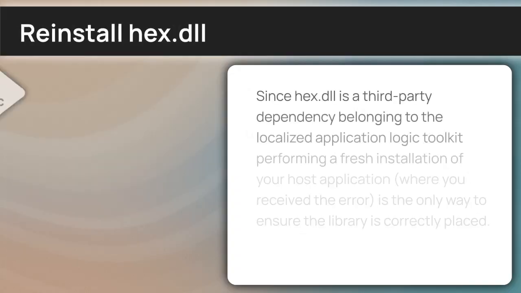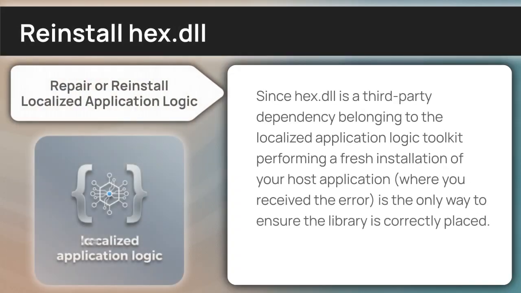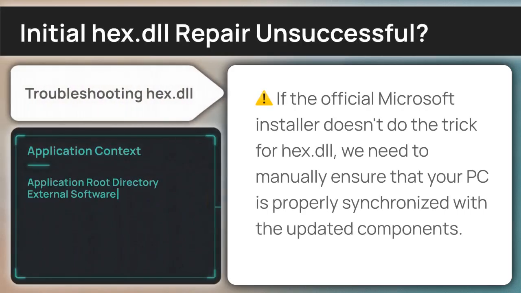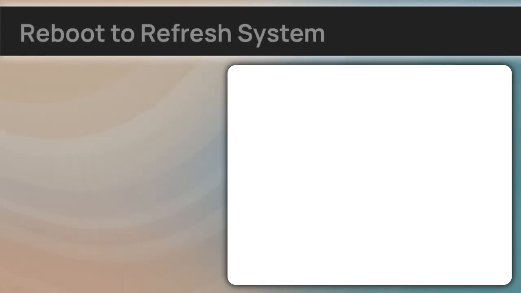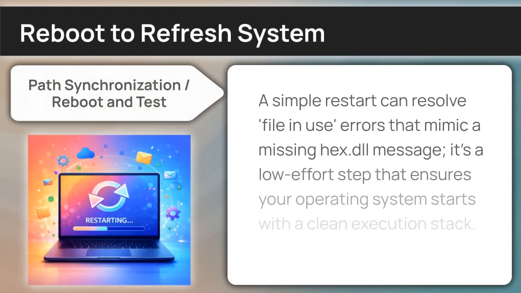Since Hex Library DLL is a third-party dependency belonging to the Localized Application Logic Toolkit, performing a fresh installation of your host application where you received the error is the only way to ensure the library is correctly placed. In cases where the official installer remains ineffective, we must escalate to a manual review of your system's active runtime state. A full system restart ensures that no background processes are currently locking the Hex library file. A fresh boot allows Windows to reinitialize its library map from a clean state.